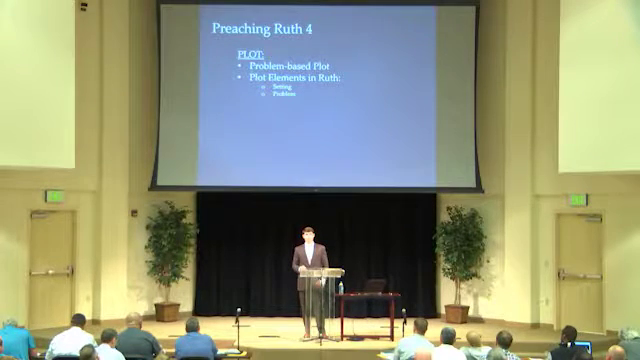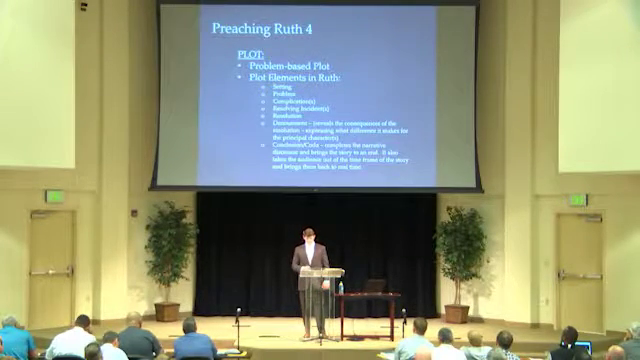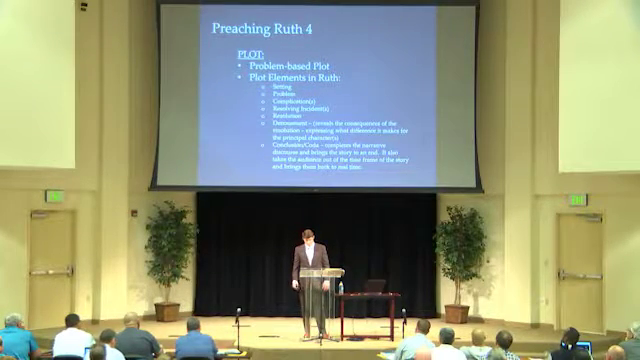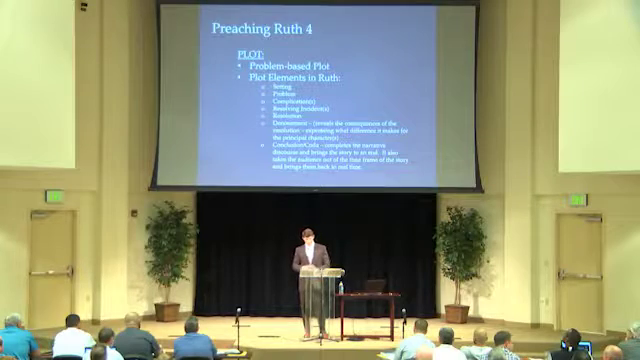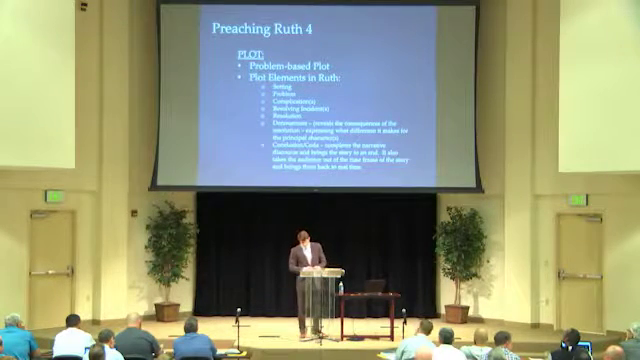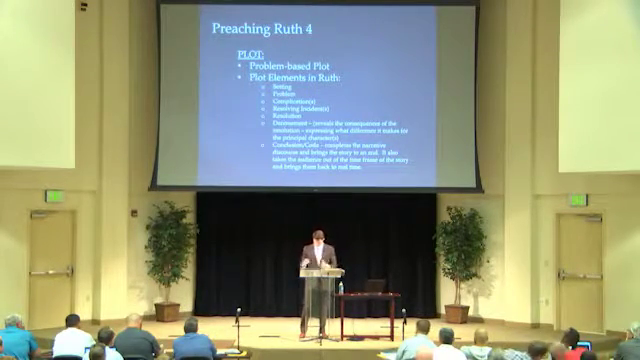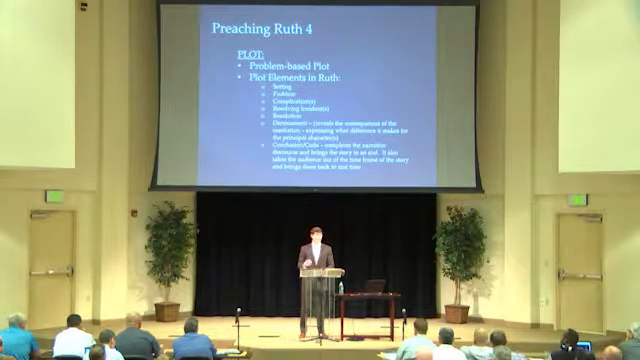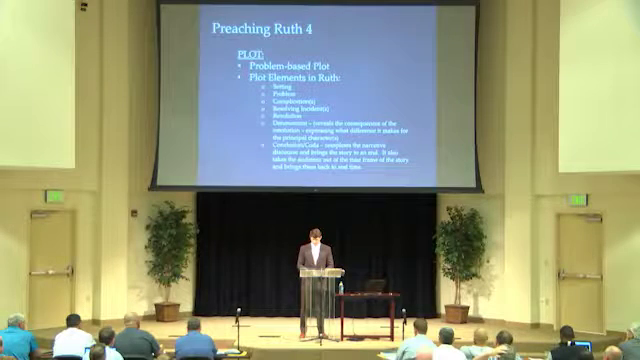Some of these elements that you can see here in this type of plot, of a problem plot and other plots in general, are the setting, the problem, the complications, resolving incidents, resolution, the denouement there, which reveals the consequences of the resolution, and then the conclusion or the coda, which we're going to have at the very end of chapter 4.